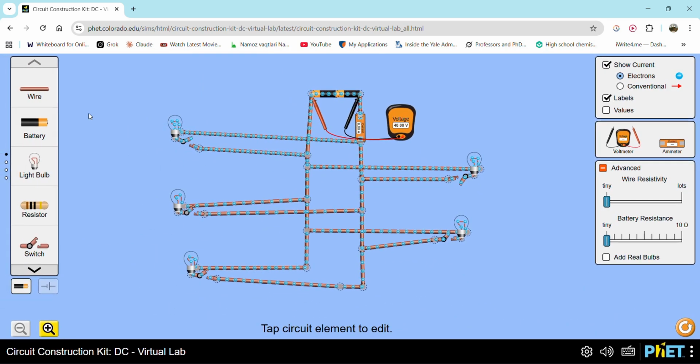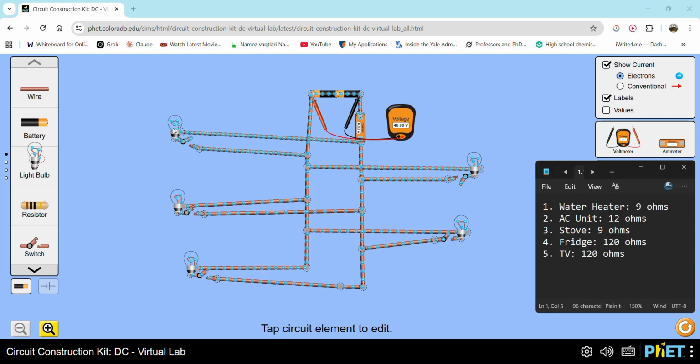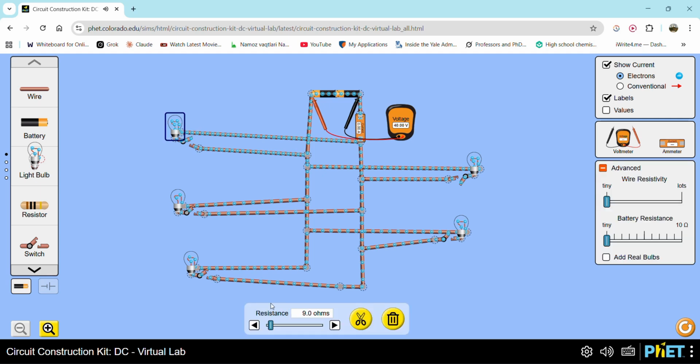And since the Fed Colorado simulator that I'm using does not have any other component than the light bulb, I had to use light bulbs to demonstrate different kinds of home appliances such as water heater, AC unit, which stands for air conditioning unit, stove, fridge, and TV. But to differentiate all of them, I used light bulbs with different resistances.